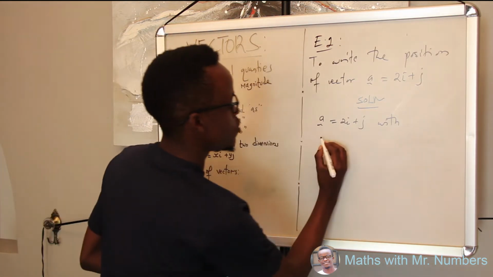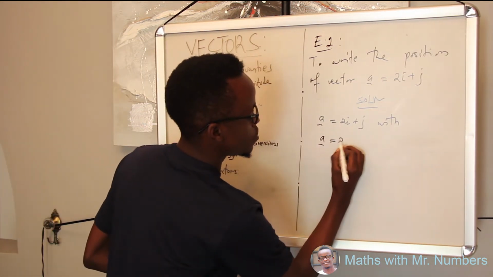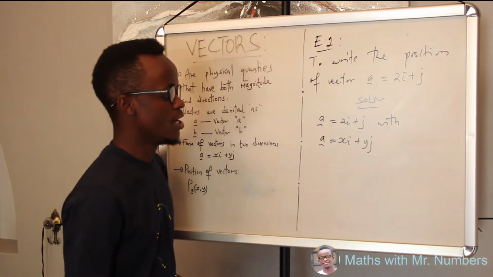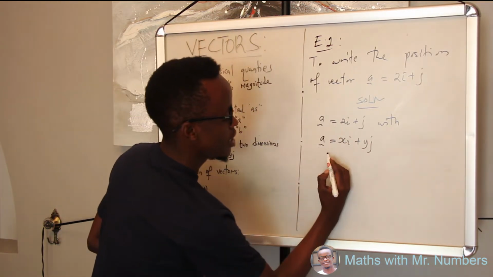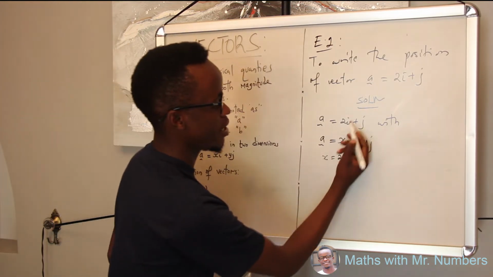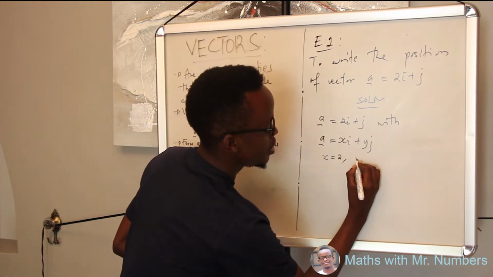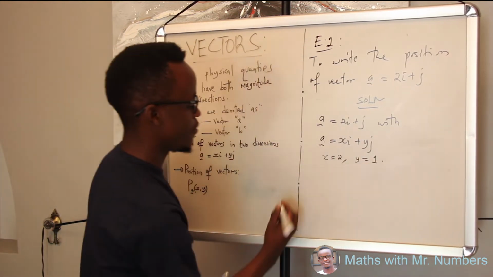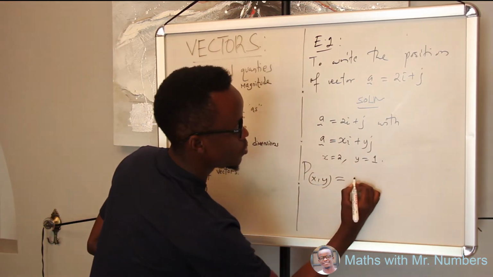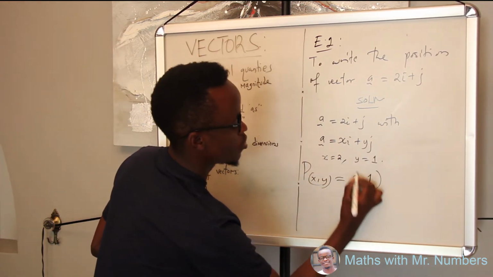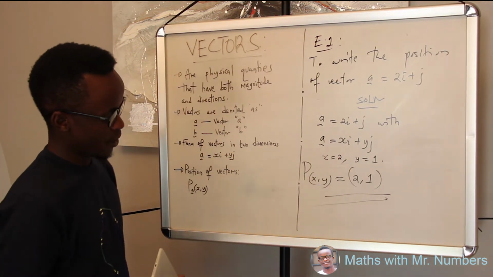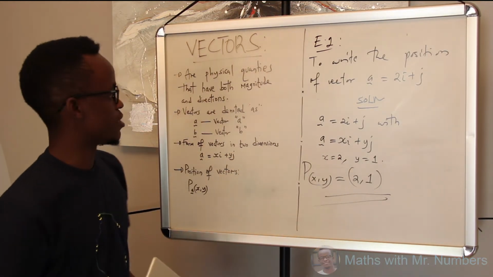The general form of vector is vector A equals xi plus yj. Therefore, by comparison, the value of x is 2, and the value of y is 1. Therefore, the position of this vector, x, y, equals 2, 1. This is how to write the position of given vectors.